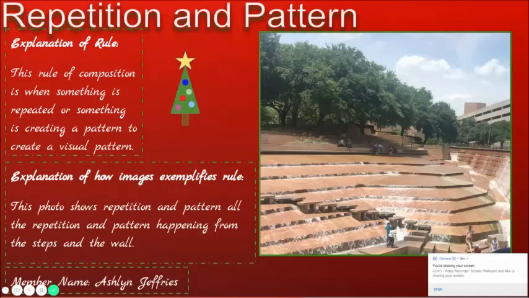This rule of composition is when something is repeated or something is creating a pattern to create a visual pattern. This photo shows repetition pattern because the steps in the wall are a pattern.